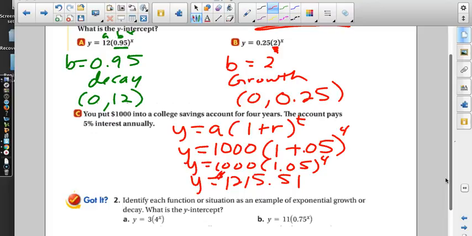Here's the reality. Banks always round down. So you'll get $1,215.50. But the answers in the back of the book should match just normal rounding.